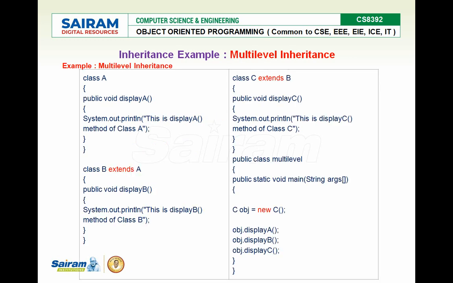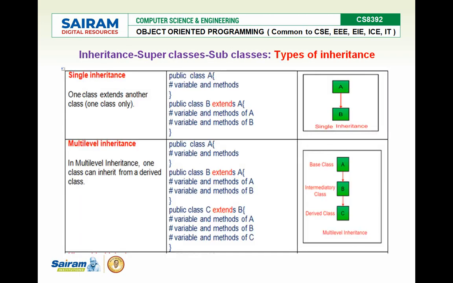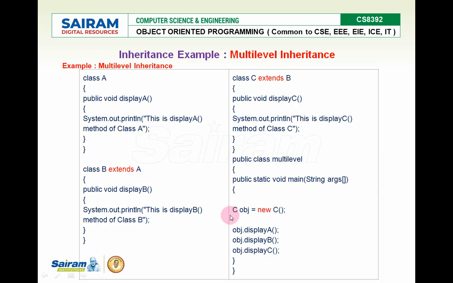So next example of multi-level inheritance. So have this diagram. So from A to B, from B to C. A is a base class for B, B is a base class for C. So that is what. So have this syntax, and we'll implement the simple.